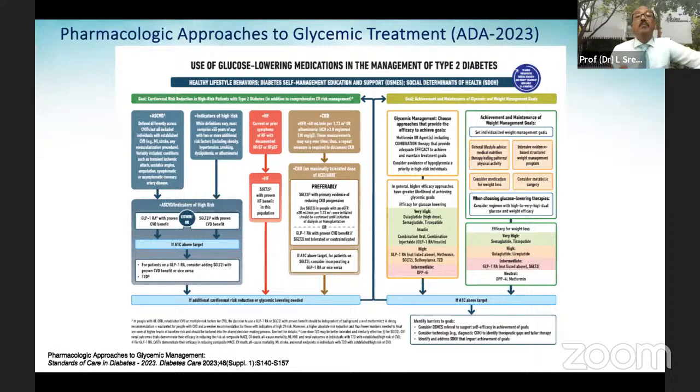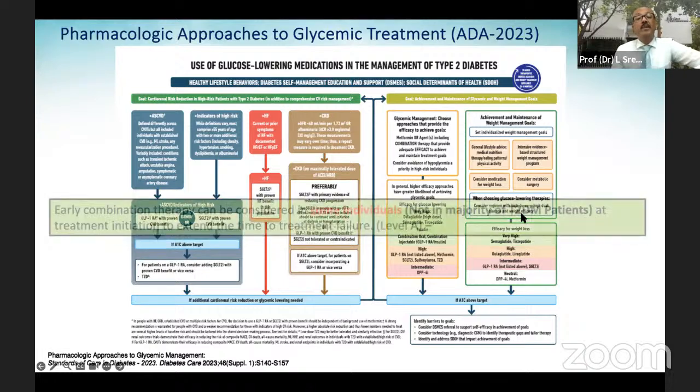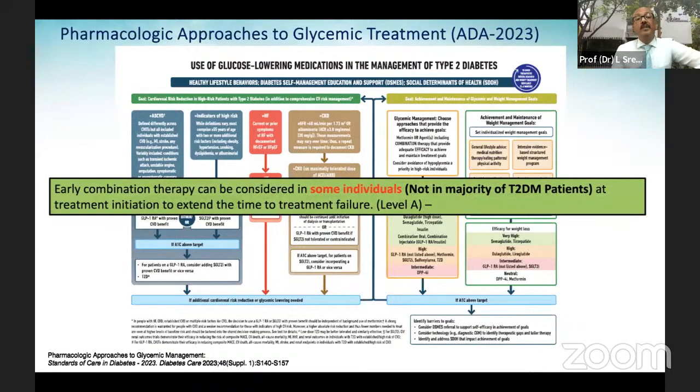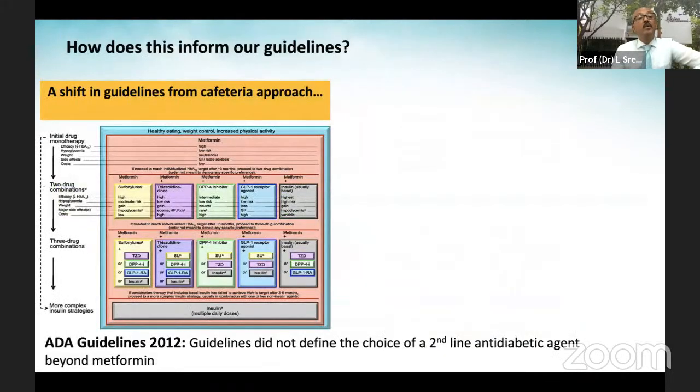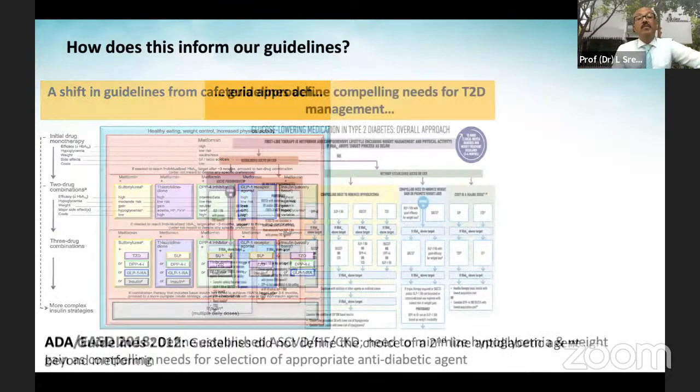And for the first time, as you can see here, this side is glycemic, where you choose the therapy that provides the efficacy to achieve goals, and the achievement and maintenance of weight management. And when choosing glucose-lowering therapies, consider regimens with high to very high dual glucose and weight efficacy. That's very important. So early combination therapy is what people recommend. So how does this inform our guidelines? So this is what is there.